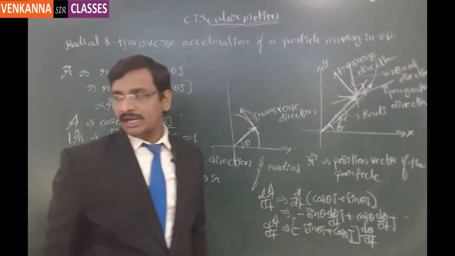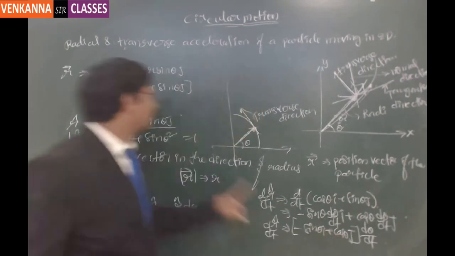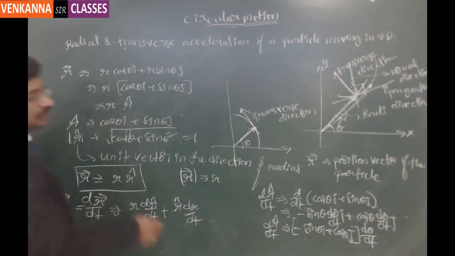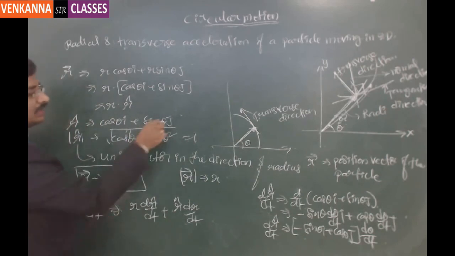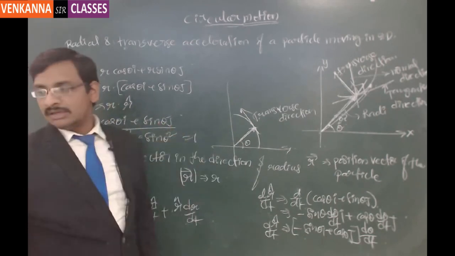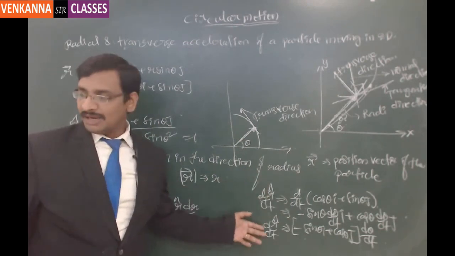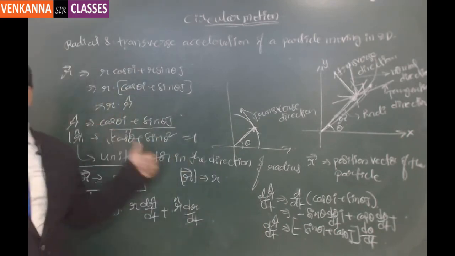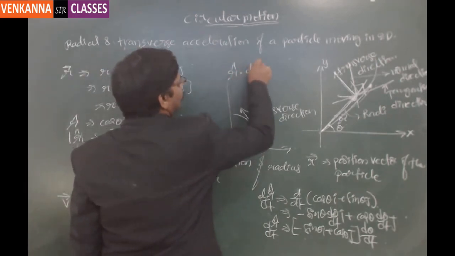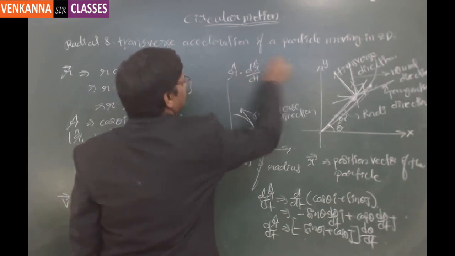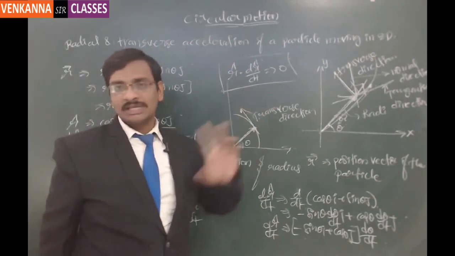To identify the direction of that particular vector, we calculate the dot product of this vector and the r cap vector: i dot i gives cos theta into minus sin theta, and j dot j gives sin theta into cos theta. So this is coming out to be 0. This is a surprising relation: the dot product of dr cap by dt and r cap comes out to be 0. So r cap dot dr cap by dt is 0. If the dot product is 0, we can simply conclude that both vectors are perpendicular to each other.